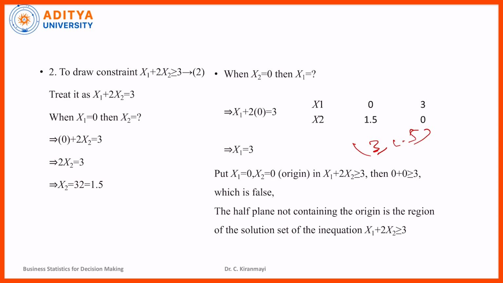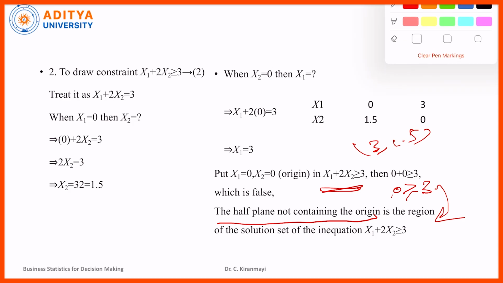Also, if we substitute the origin, that is 0, 0, in the given inequality, 0 plus 0 is 0. 0 is greater than or equal to 3, which is not correct. It is a false statement. Therefore, this indicates that the solution space does not contain the origin. That is the point to be noted here.